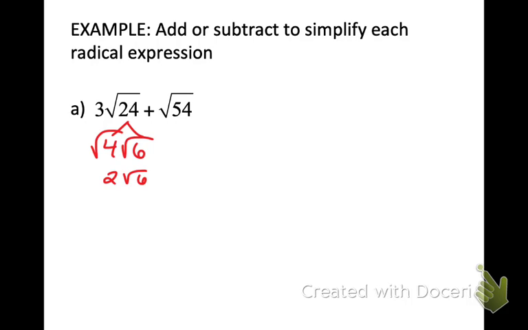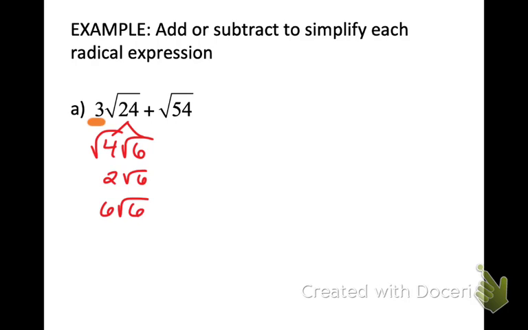Well, I originally started with 3 of them. So if I had 3 sets of 2 square roots of 6s, how many total square roots of 6s would you have? You would have 6, right? So I'm just multiplying 2 times 3 to get 6 square roots of 6. Did everybody follow that? Okay. So now let's go to the second one.